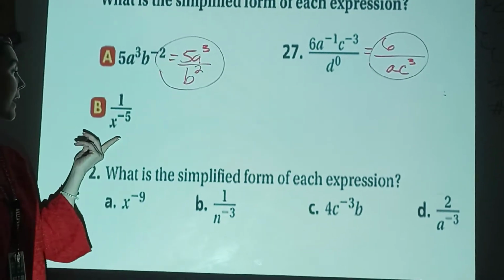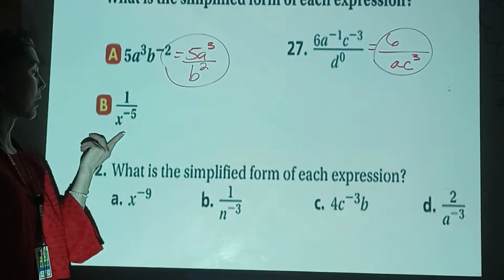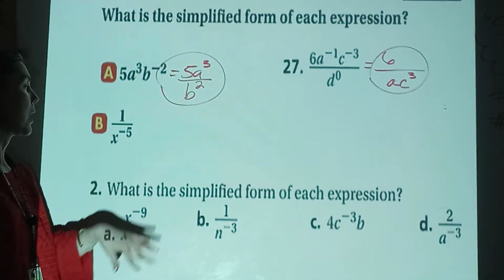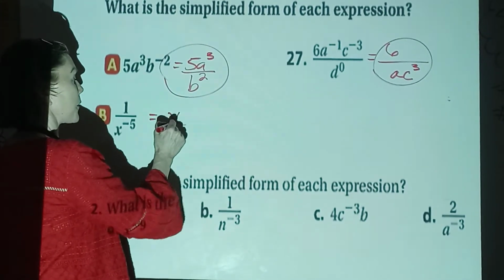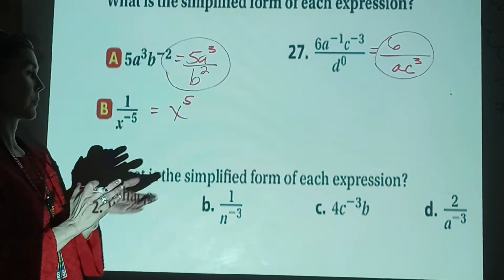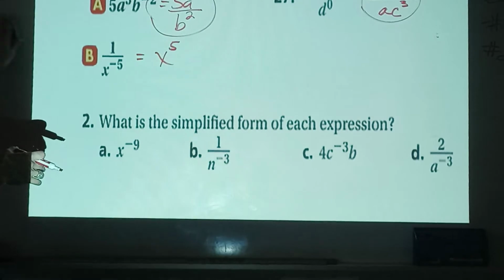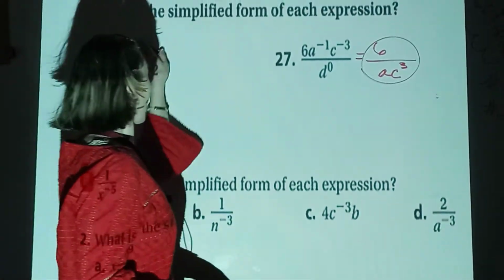Okay? And here again, here's an example of something already in the denominator. So how do we get rid of that negative exponent? By flipping it up. So our final answer is x to the 5th. Okay? So now here's A through D. We're going to do those live in class.